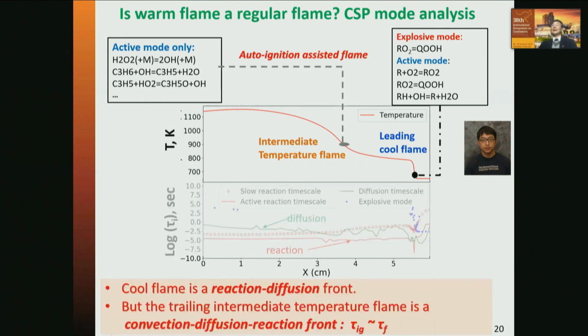If you compare the timescales of diffusion and reaction, you can see that in the cool flame the two timescales are comparable, so this is a reaction-diffusion controlled structure. However, for intermediate flames, the reaction timescale is always faster than the diffusion. Therefore, the warm flame is not a typical reaction-diffusion controlled structure. It is an autoignition assisted flame.